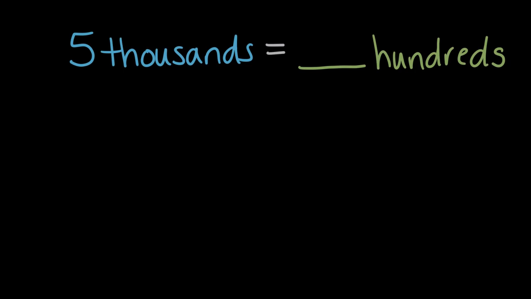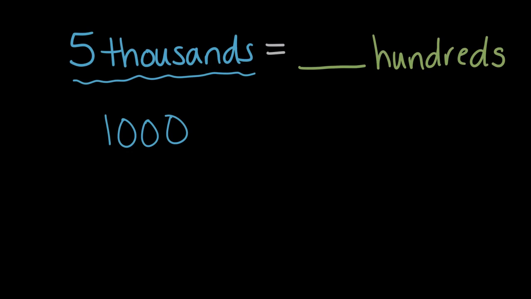5 thousands equals how many hundreds? There's probably a few ways we could take this on, but maybe let's start by thinking about these 5 thousands. 5 thousands is 1,000 5 times. So let's think about each of those thousands, each of those 5 thousands.